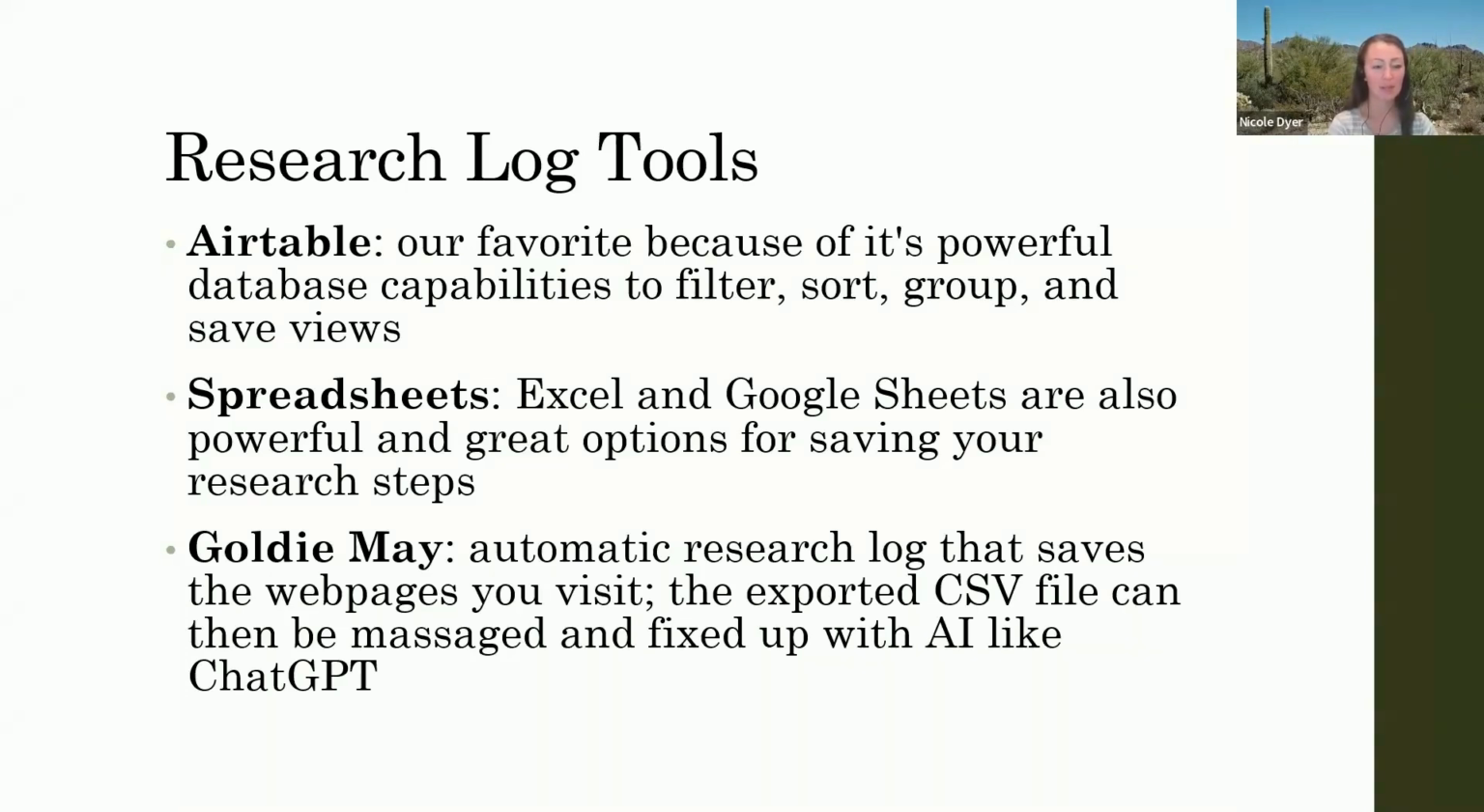A tool that some of you have tried and some of you may not have heard of is Goldie May. This is an automatic research log and a suite of other tools that can help you to keep track of what you're doing and make more discoveries. It saves the web pages you visit when you turn automatic research logging on. Then you can use the exported CSV file generated by Goldie May's automatic research logging and massage that and fix it up with AI like ChatGPT or Claude, and even import it into Airtable if that's what you want to do. So those are some tools that I recommend you learn about.